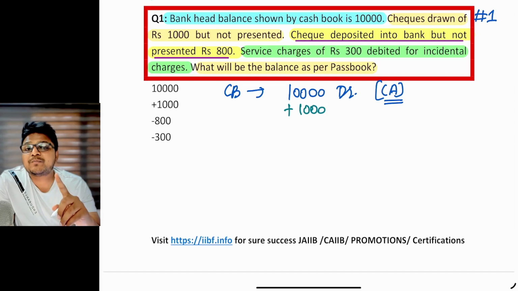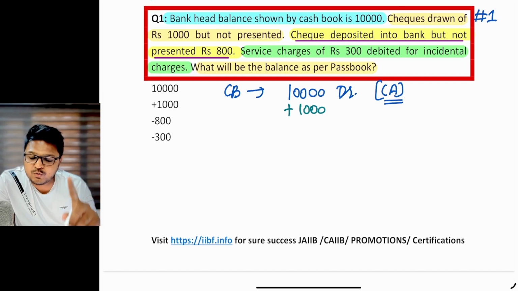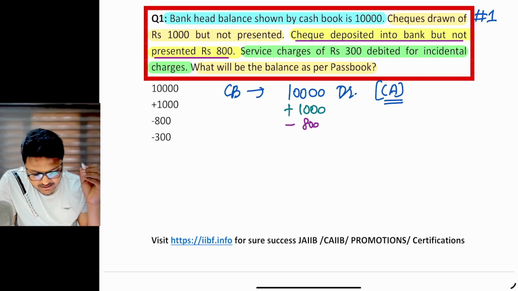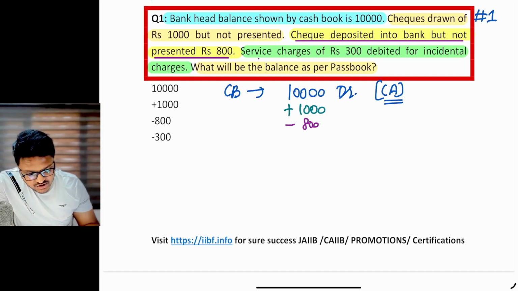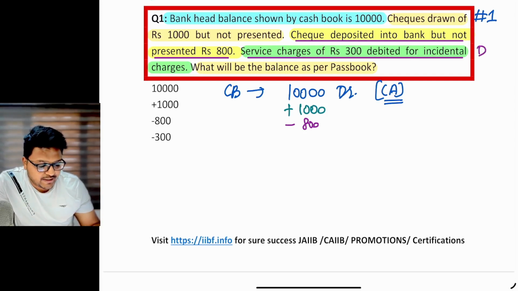So your cash book balance is higher than your passbook balance, but we are to reach the passbook balance, so we'll be deducting rupees 800 here, so it will be minus 800 here. Now the third scenario, it says service charges of rupees 300 have been debited. Now the service charges is basically related to what? It's related to direct debit.